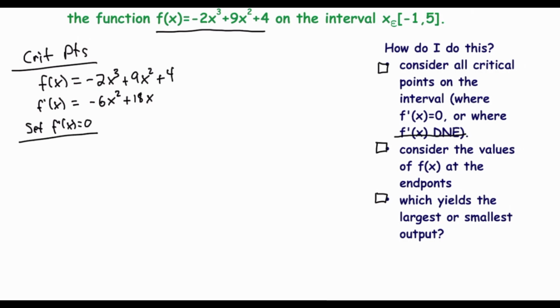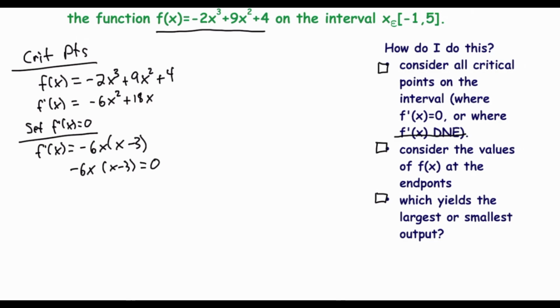And notice that this is a quadratic. We could solve it with the quadratic formula or graphing or whatever. But one of the first things you might want to do here is just take out the greatest common factor. I'm going to take out negative 6. So I'm going to rewrite my derivative as negative 6x times x minus 3. I'm going to set that equal to 0.